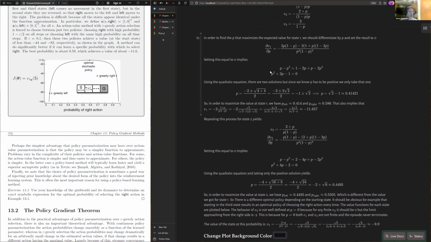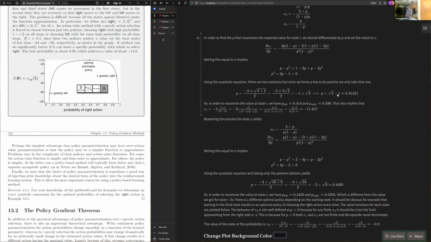And then we just get this simple quadratic equation for p. We can just solve it, and we get p is about, well, it's root 2 minus 1, but it's 0.41421. Remember, that was p left. So we have p left is about 0.414, p right is 0.586.